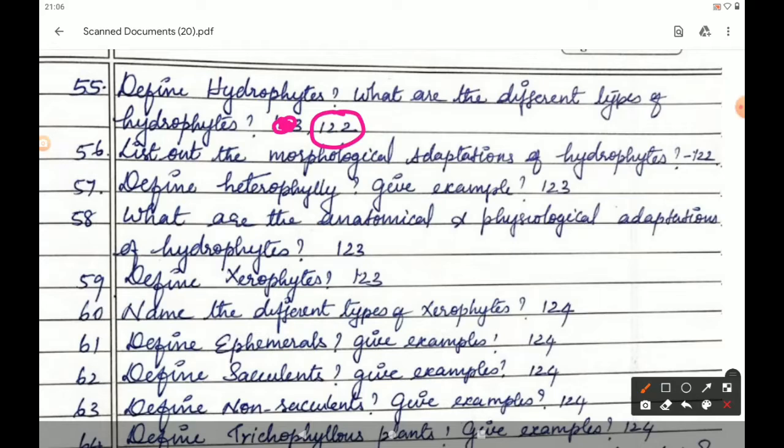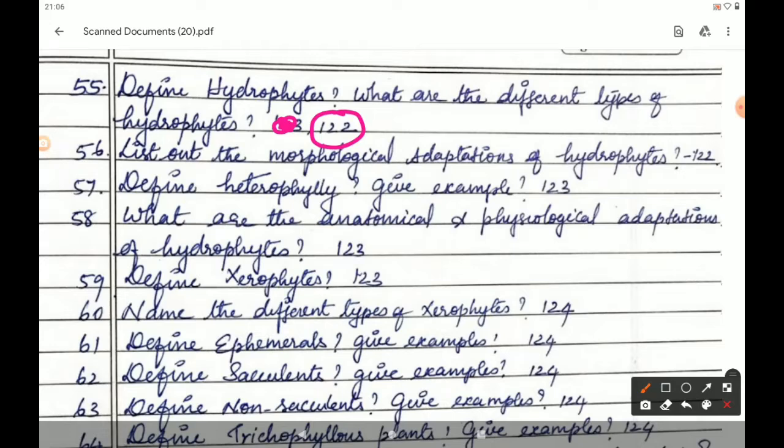Then the 5 types of hydrophytes are, come to the fourth line: free-floating hydrophyte, rooted floating hydrophyte, submerged floating hydrophyte, rooted submerged hydrophyte, amphibious hydrophyte. Close the bracket. Then 56th question, list out the morphological adaptations of hydrophyte.